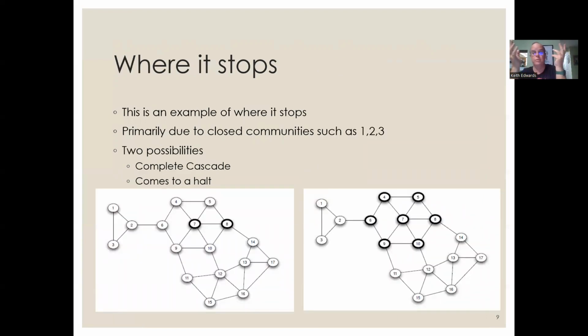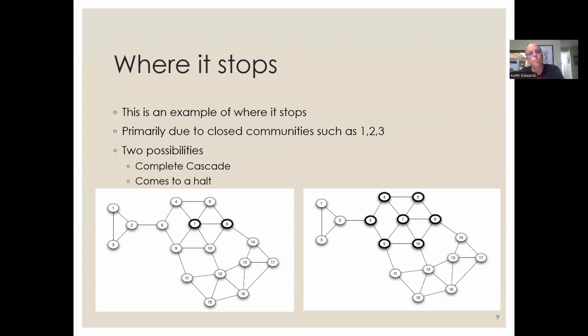Here's an example where it stops. We don't get that complete cascade. So this one, we start out with 7 and 8, and from there it spreads. 5 will definitely pick it up, and 10 will definitely pick it up. From there, 9 and 4 will pick it up, and then 6 will pick it up.